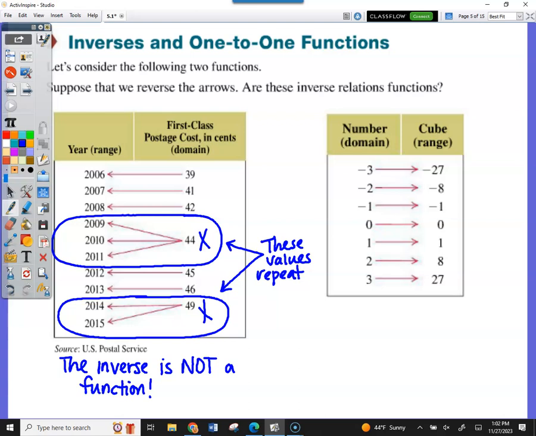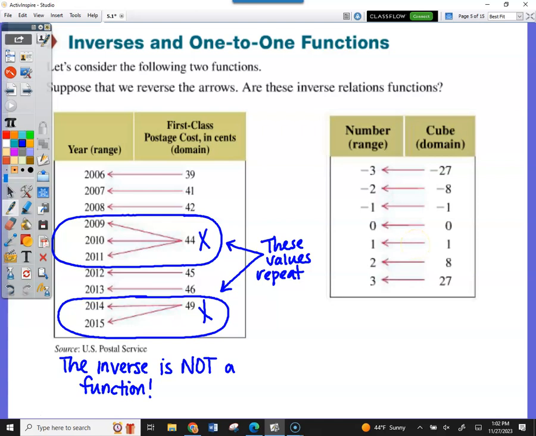Now come to this one right here. These are just random numbers, random y values. Oh, the cube. They cubed it. Is it a function this way? Yes. Magic trick. Yes. It's still a function, right? So let's make a note. The inverse is a function.